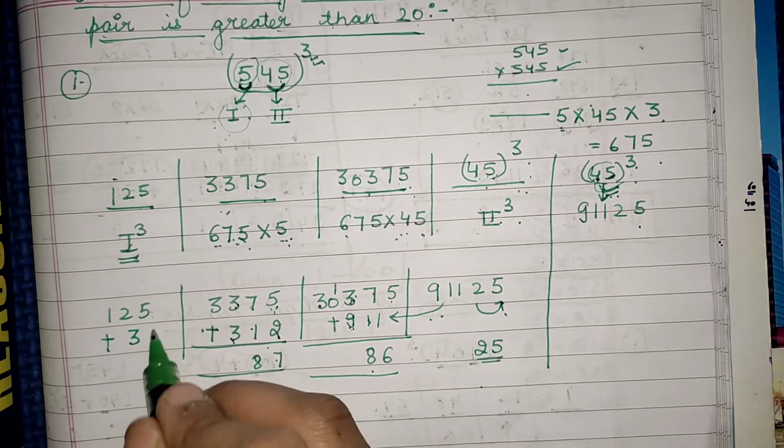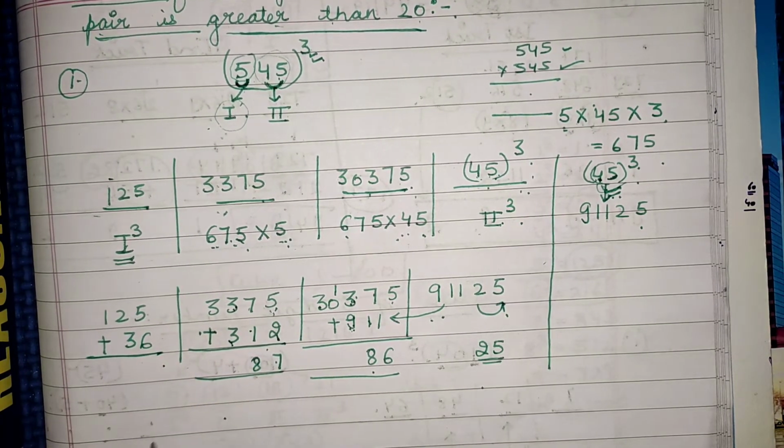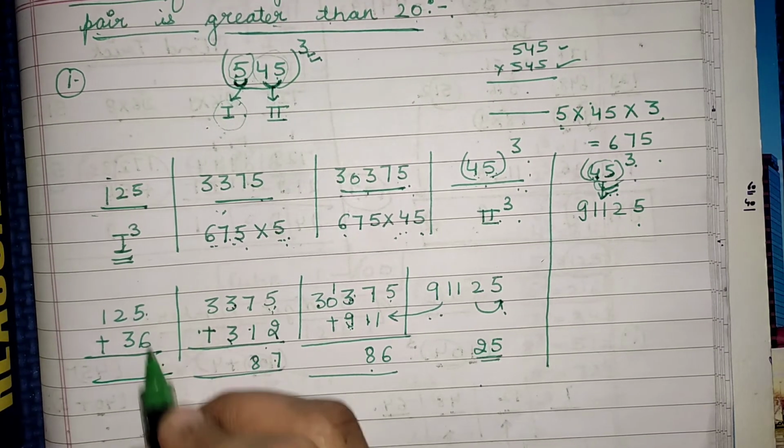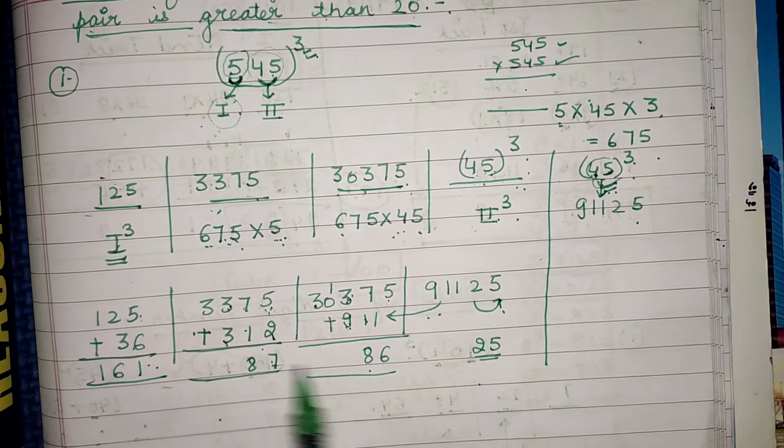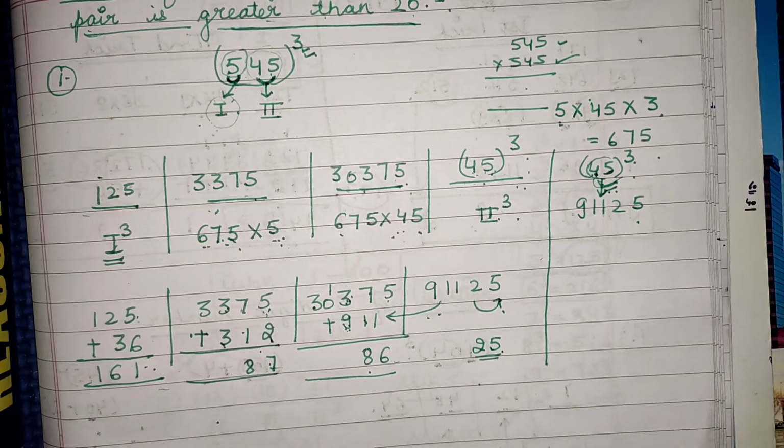33 plus 3 will give you what? It will give you 36, and when you are going to add this value, then you will get 161, 87, 86 and 25.